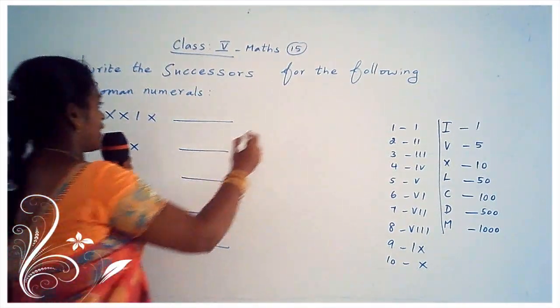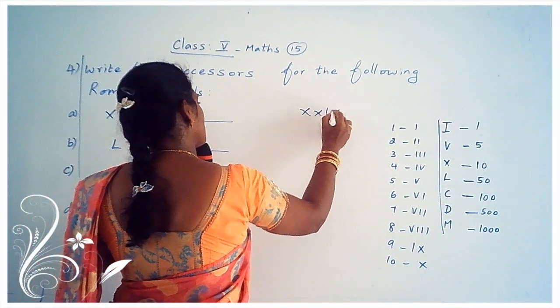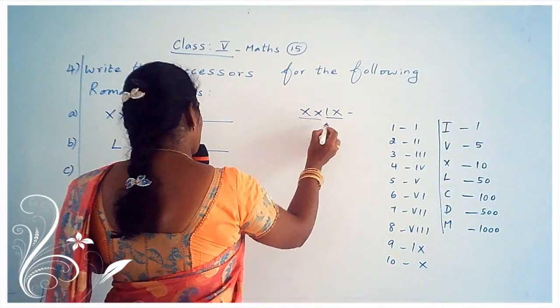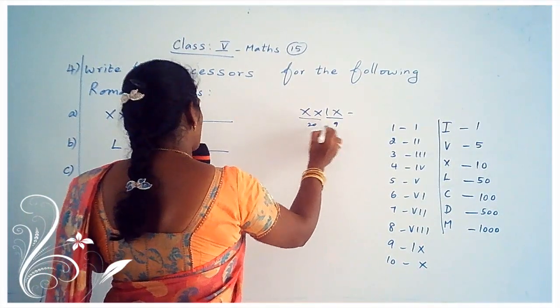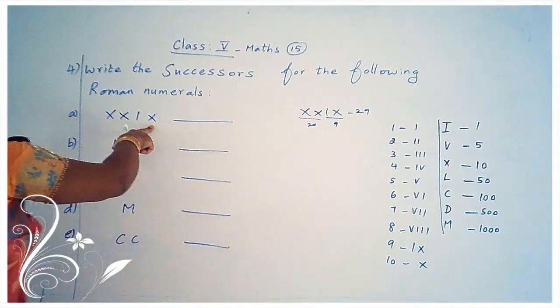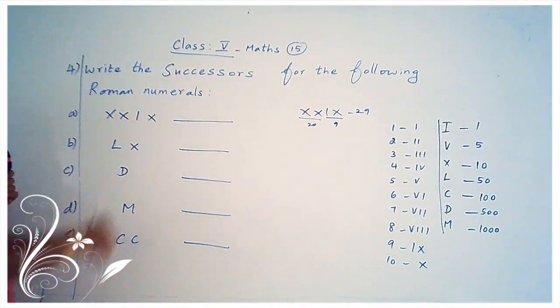Okay, so XXIX stands for XX, which is 20, and IX, which is 9. So 20 plus 9 is equal to 29. So what is given? 29 is given. Now you find the value of the successor. So the successor of 29 is equal to 30.